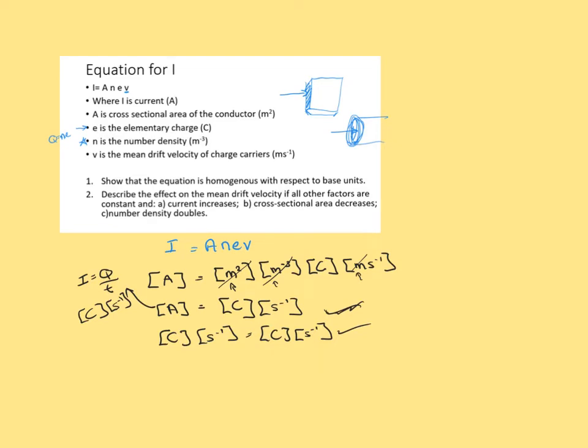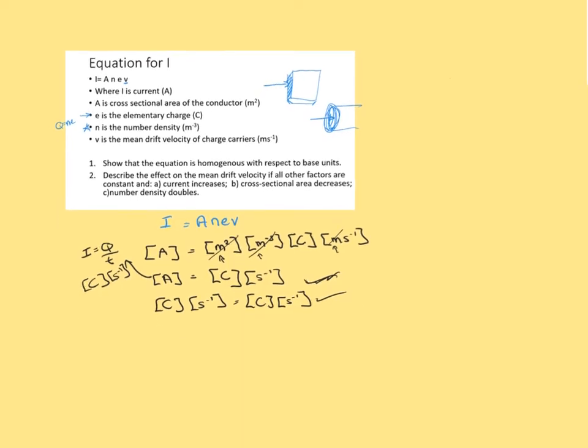Just remember that now we have two equations for current. The first one is to actually calculate the current. The second one gives us the opportunity to calculate the average, the mean drift velocity or speed of the electrons or charge carriers within a specific fixed area.